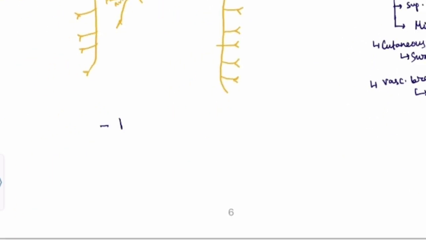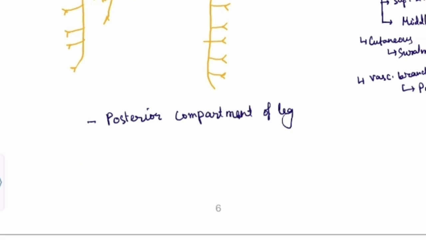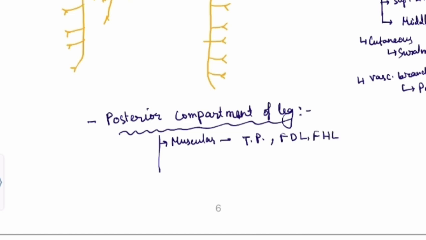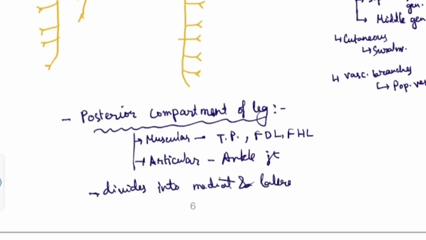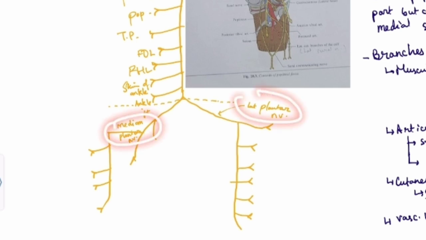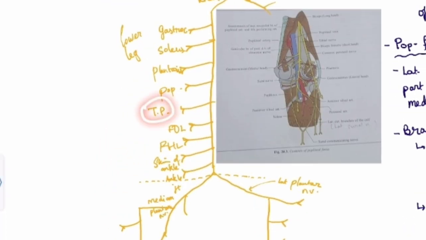Now when it goes over to the posterior compartment of the leg, it gives some branches there also. Muscular to tibialis posterior, flexor digitorum longus, flexor hallucis longus. Articular to ankle joint. Finally, it divides into medial and lateral plantar nerve in the sole. You can see the medial and lateral plantar nerve I have marked here, but it's not required in detail now, so you don't need to bother about it. Here is the TP, the FDL, FHL, branch to ankle joint, and some to skin of ankle joint.